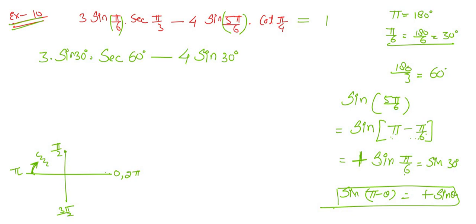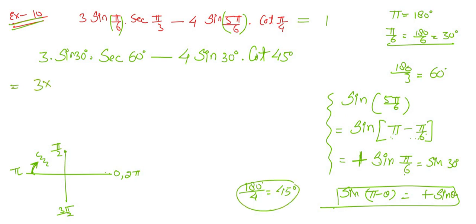Is it clear? Once again, you try to solve it. And then cot pi by 4. So it will be cot 45, because if you see, pi is 180 degrees, by 4 is 45 degrees. Okay. Let's simplify sin 30. How much is sin 30? It is 1 by 2. Sec 60. Sec 60 is the reciprocal of cos 60.